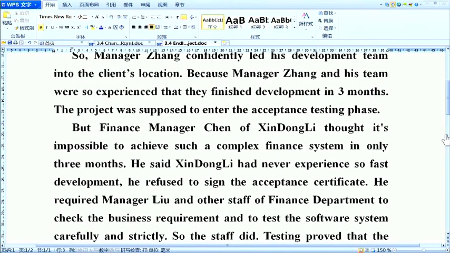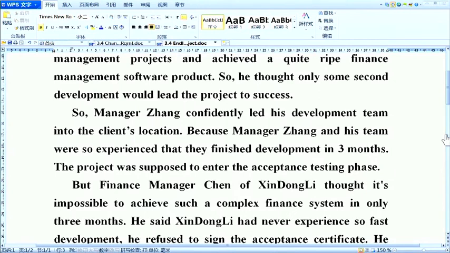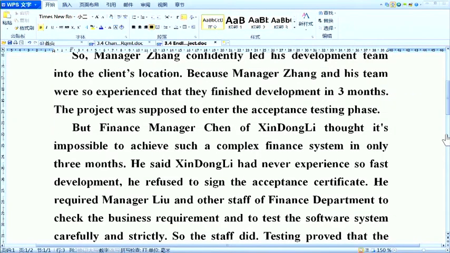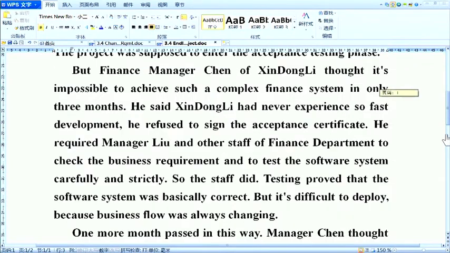So Manager Zhang confidently led his development team into the client's location. Because Manager Zhang and his team were so experienced, they finished the development in 3 months. The project was supposed to enter the acceptance testing phase. But Finance Manager Chen of Xindongli thought it's impossible to achieve such a complex finance system in only 3 months. He said Xindongli had never experienced so fast development. He refused to sign the acceptance certificate.